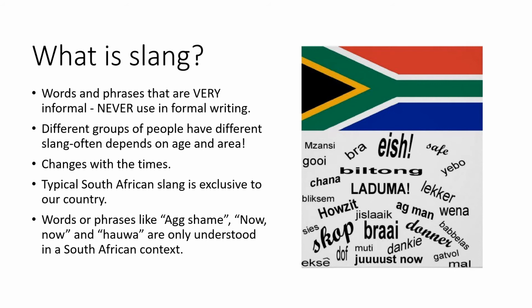Slang is also unique to different parts of the world. Let's take South Africa, for example. We have many slang words that people outside of South Africa don't understand. These words include lekker, eish, braai, just now, ach shame, now, and hawa. Remember that slang will always change over time. The next slide is for tips and tricks when using slang in speaking and writing at school.